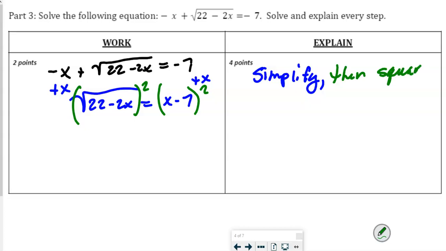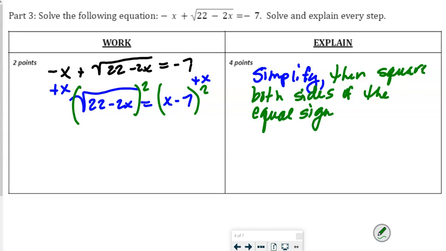So I'm going to write then square both sides of the equation or the equal sign, whichever you want to put. I'm just going to say equal sign. Okay, so when I do that, remember this cancels out, so I get 22 minus 2x. And remember, you got to use the box method if you don't remember how to do this the other way. So we're going to do x squared minus 14x plus 49.